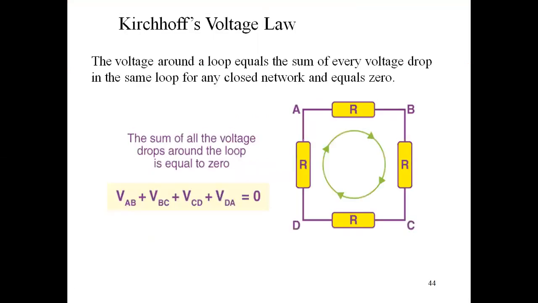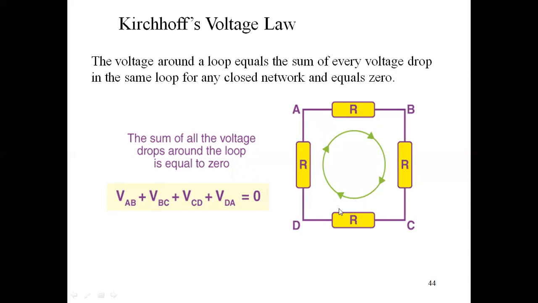Kirchhoff's voltage law states that the voltage around a loop equals the sum of every voltage drop in the same loop, for any closed network, and equals 0. Suppose this is a closed network. This is a closed loop, and the voltage around this loop means the voltage drop across each element in this loop.